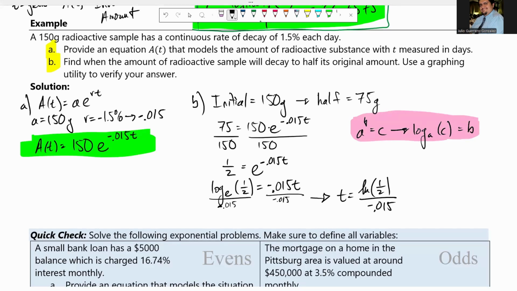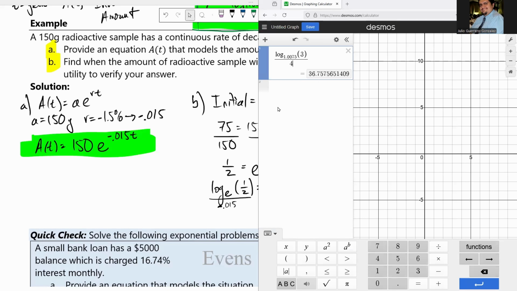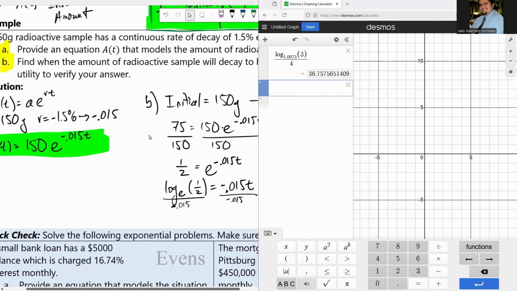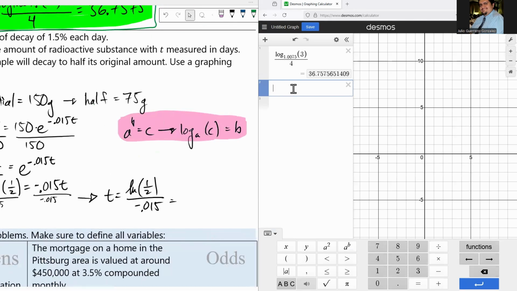If we plug that into Desmos, I'm going to bring up Desmos really quick. There it is. Now, we know what the answer is, right? It turns out we don't have to go through the functions button on Desmos. We can just type in ln of 1/2, 1 divided by 2, divided by negative 0.015.